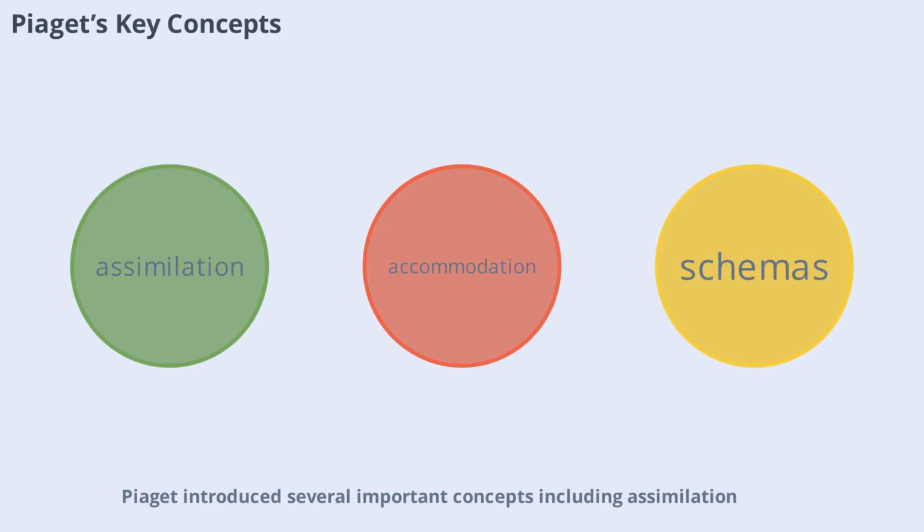Piaget introduced several important concepts, including assimilation, accommodation, and schemas. Assimilation is when new information is incorporated into existing knowledge, while accommodation involves changing existing knowledge to fit new information. Schemas are mental frameworks that help us organize and interpret information. These concepts explain how children adapt to new experiences and continue to learn throughout life.